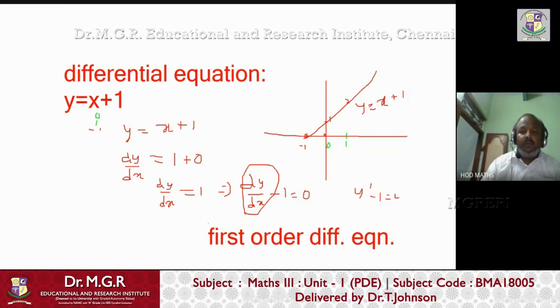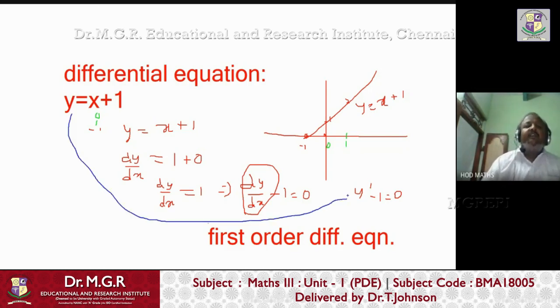So now just think, okay? You have an ordinary equation like y equals x plus 1, and when you differentiate it, you get a differential equation. So a differential equation is always associated with an ordinary equation. The differential equation tells the properties of the ordinary equation.